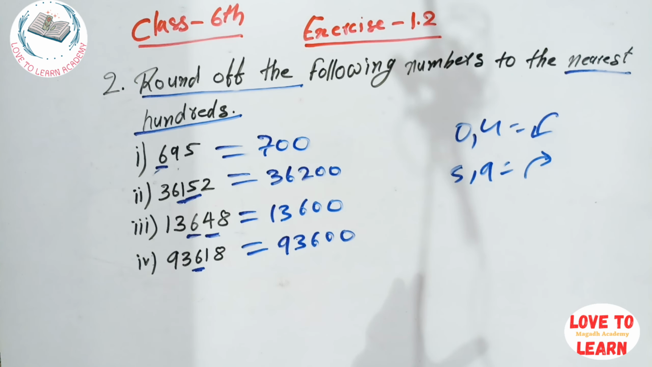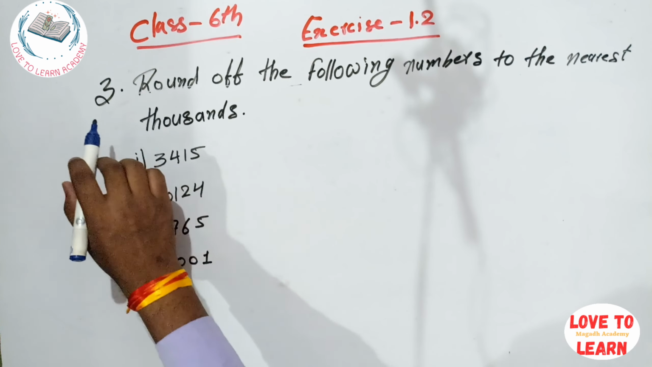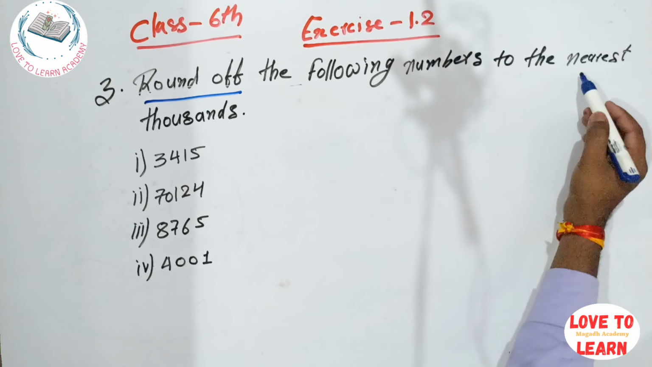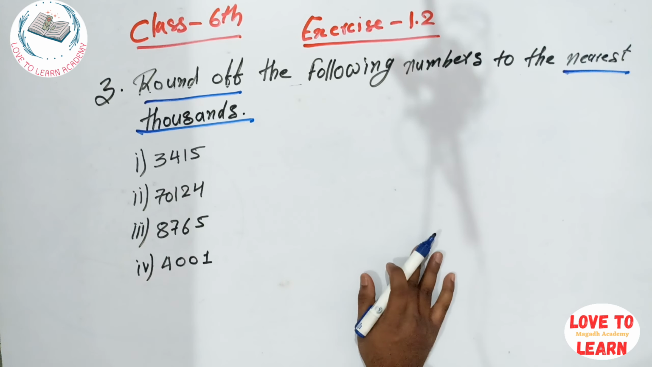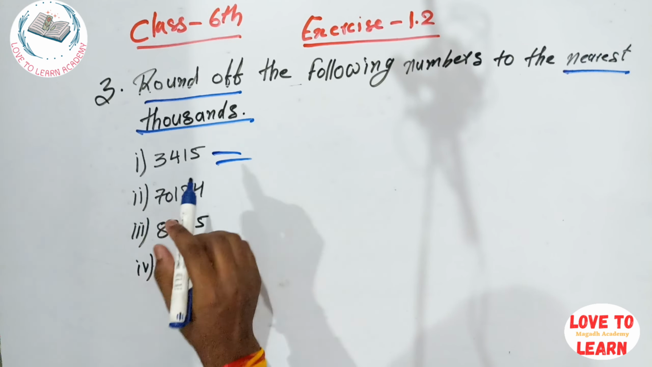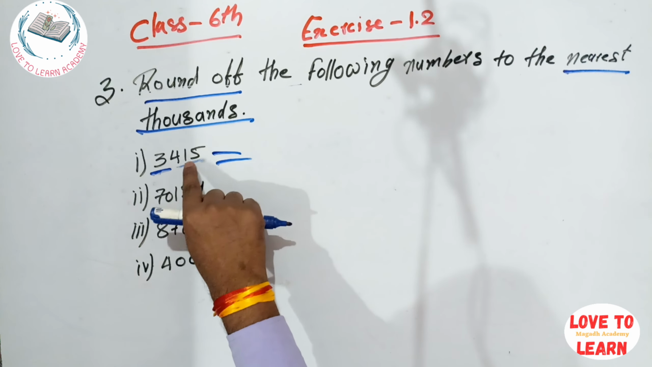Let's see question number 3. So it's our question number 3. Round off the following numbers to the nearest thousand. We have to round the number to the nearest thousands number. Okay, let's see. If you see question number 1, let's count the thousand. Ones, tens, hundred, thousand. This is 3000. So okay, this is 3415.